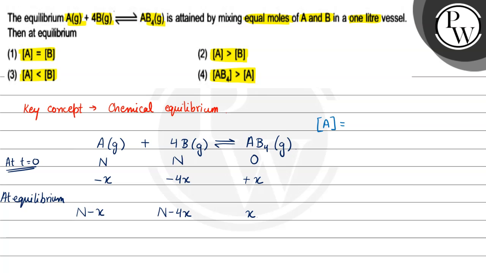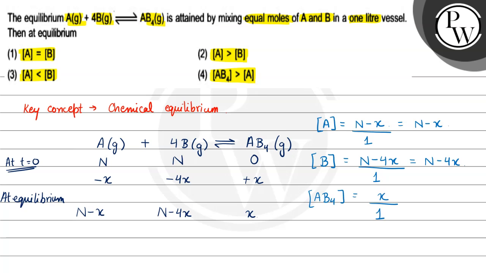So, the concentration of A will become n minus x, number of moles of A, divided by volume, that is 1. So, this will come out to be n minus x. Concentration of B will become number of moles of B, n minus 4x upon volume of the vessel, that is 1. So, ये बन जाएगा n minus 4x. Concentration of AB4 will become number of moles of AB4, x, upon volume of the vessel, that is 1.